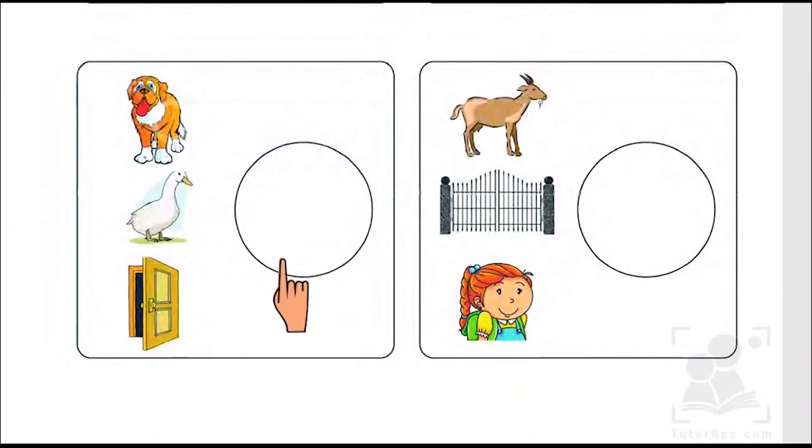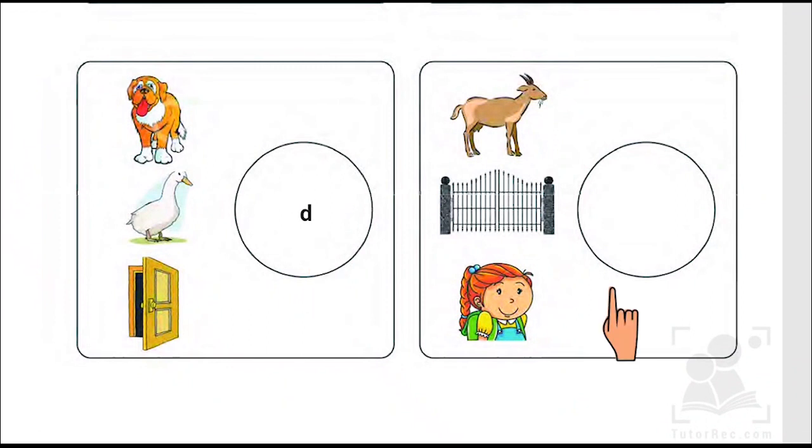Let's move to the next box. Dog, duck, door. Yes, kids. These three words start with the letter D. That sounds like D. So here we have written letter D.